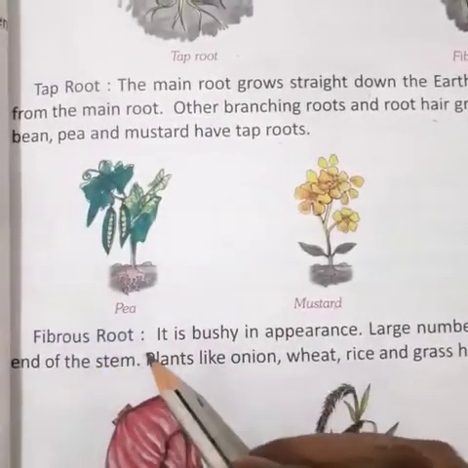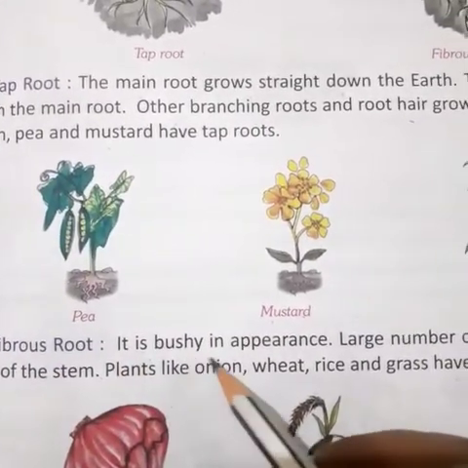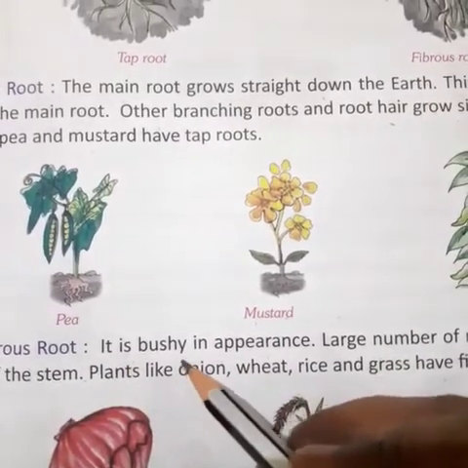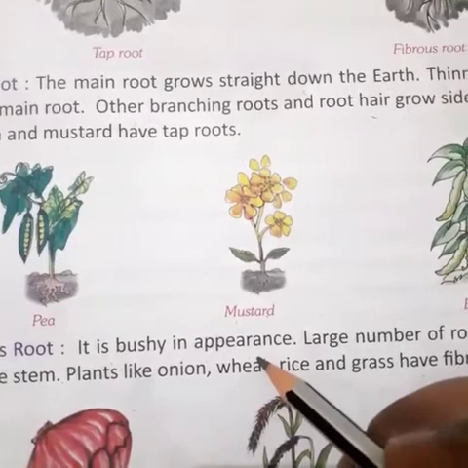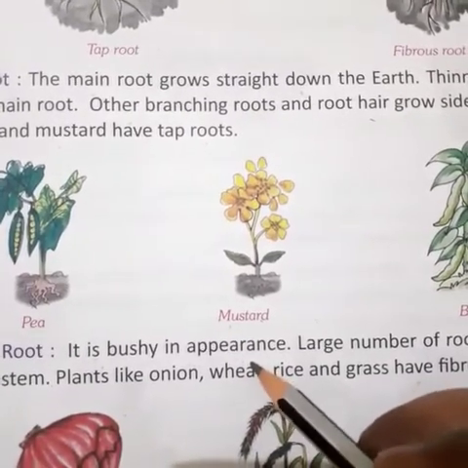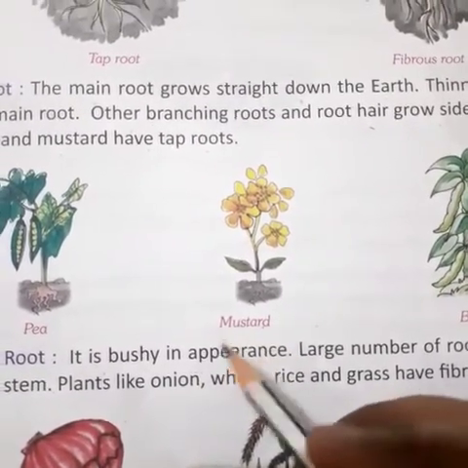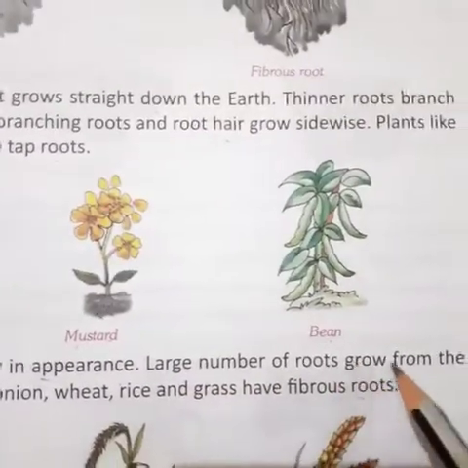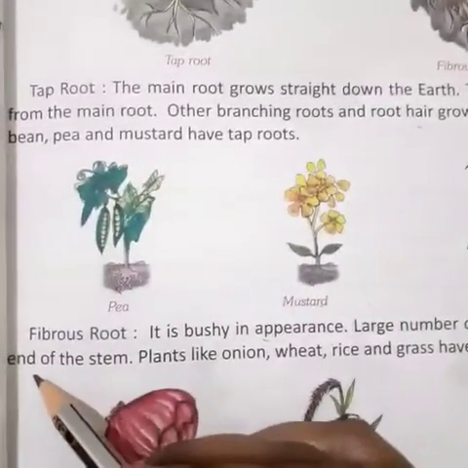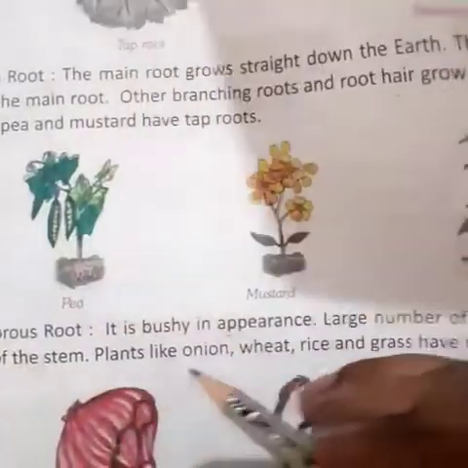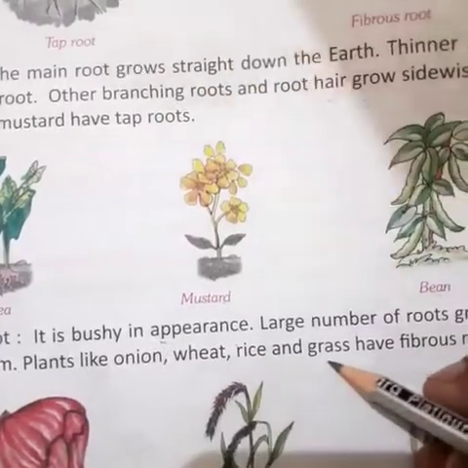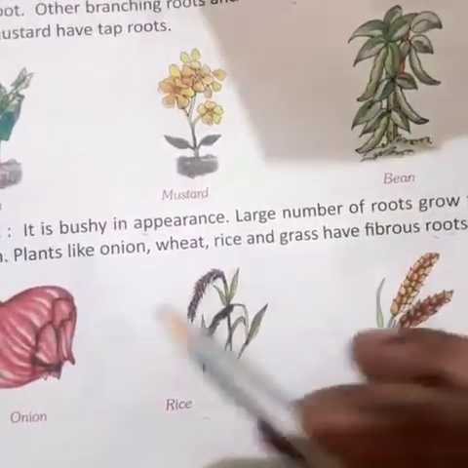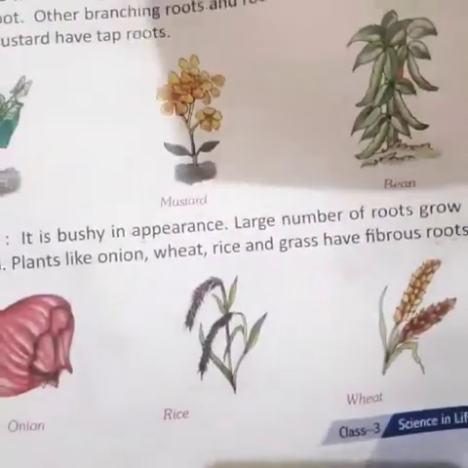Next, fibrous root. It is bushy in appearance. Appearance means the way that someone or something looks. A large number of roots grow from the end of the stem. Plants like onion, beet, rice and grass have fibrous root. Onion, rice, wheat are examples of fibrous root. Now turn your page.